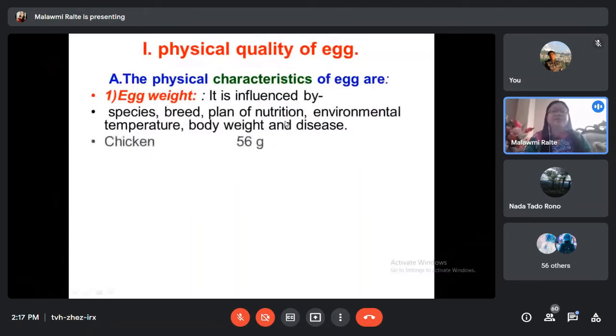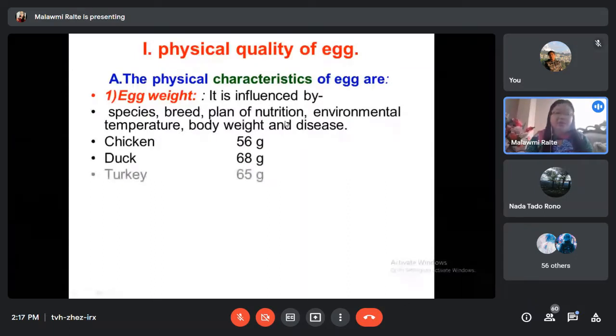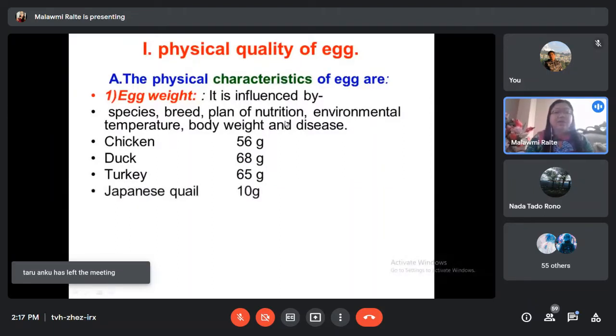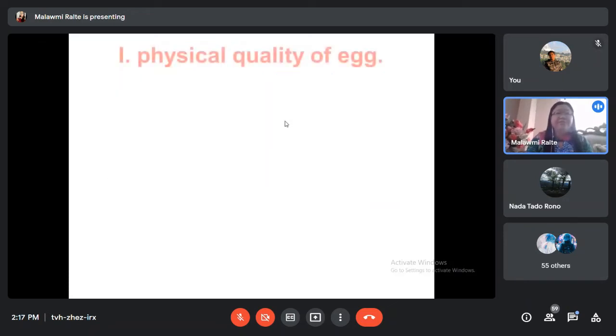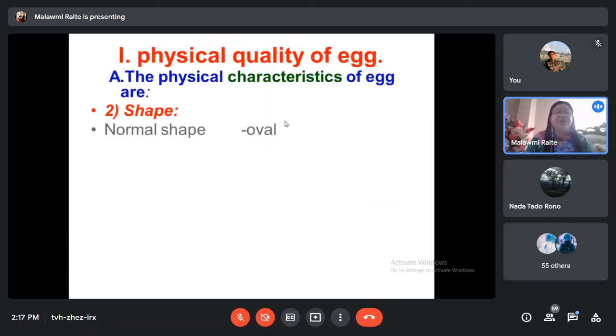This is influenced by species, breed, plan of nutrition, environmental temperature, body weight, and disease. In general, the egg weight of a chicken is 56 gram, duck is 68, turkey is 65, and Japanese quail, I think you must have seen in our LPM farm also, that is 10 gram, but the ostrich egg usually is 1.5 kg. So depending upon the species and the breed, the egg weight is different.